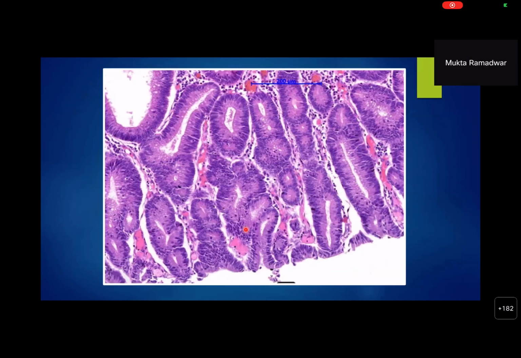So what does this become? Can anyone tell me? Is this a dysplasia or not? Yes, ma'am. Dysplasia. Correct. Absolutely. Low grade dysplasia. Let's come to that.